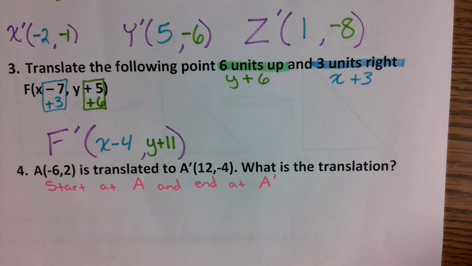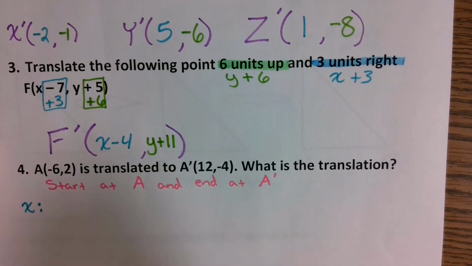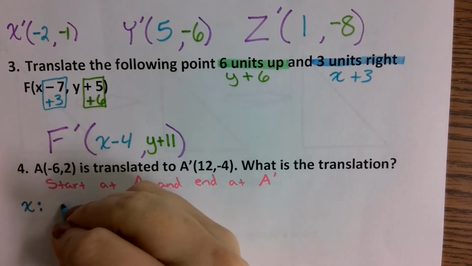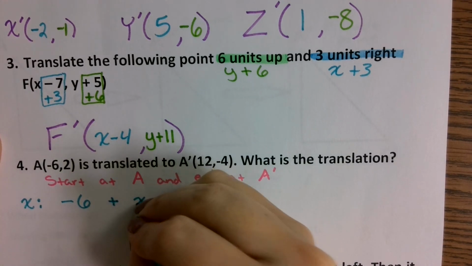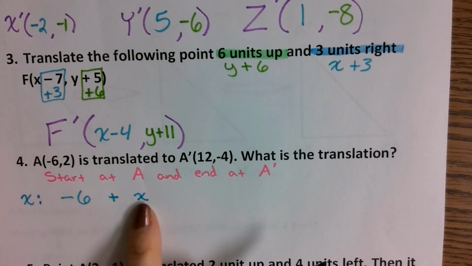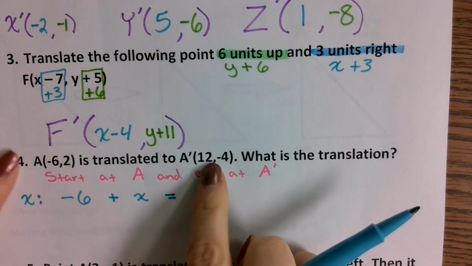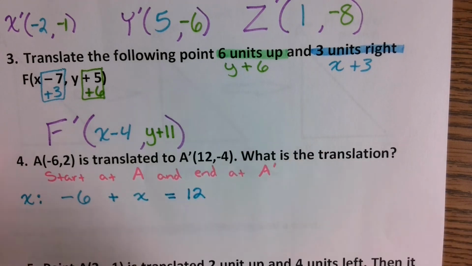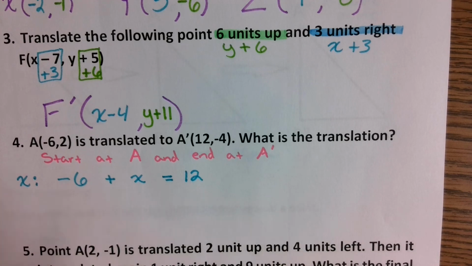So when we're talking about our x coordinate, that means we're starting at negative 6. We did some form of a transformation, so we always just put plus, because we don't know whether it's a positive or negative yet. So we just put plus. And then we did some form of transformation to the x that had us ending up at A prime, which was 12. So we've just created an equation here. How do I solve this equation? If I've got negative 6 plus x is equal to 12, Ray, what would I do?